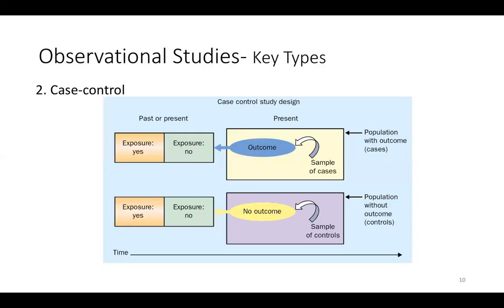In a case control study, the outcome generally is known and has already occurred, from which we select a sample of cases from the population. Those without that outcome are the controls. And we go back in time to determine whether the cases were exposed or not, and whether the controls were exposed or not in the past.